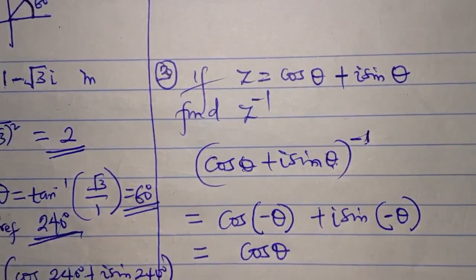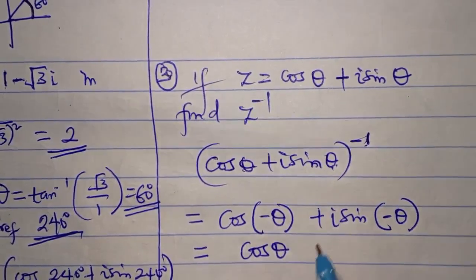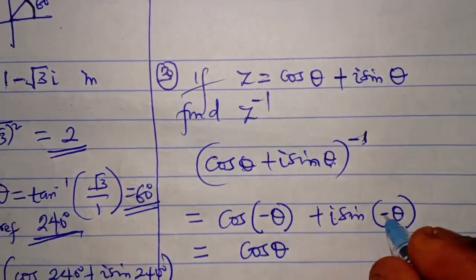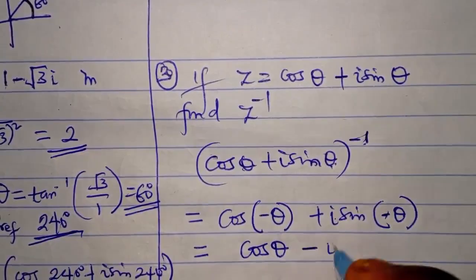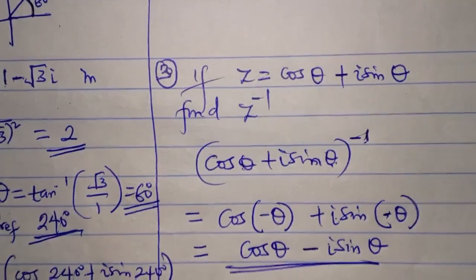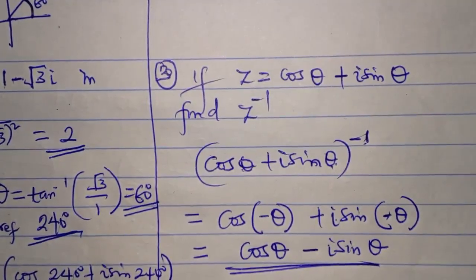And the same trigonometry also says that sin minus theta, the minus will come out. We now have minus i sin theta. That's it for the question. It's as simple as this.